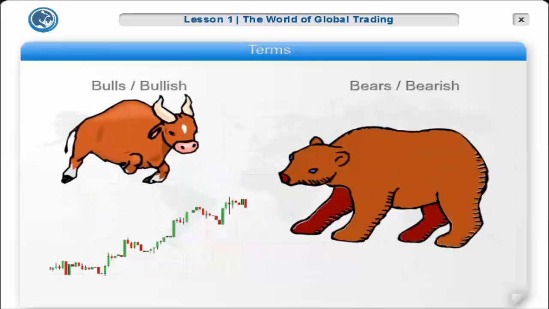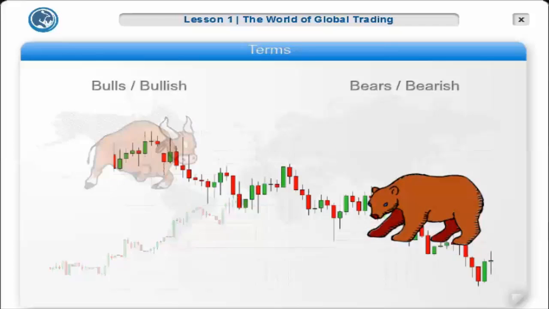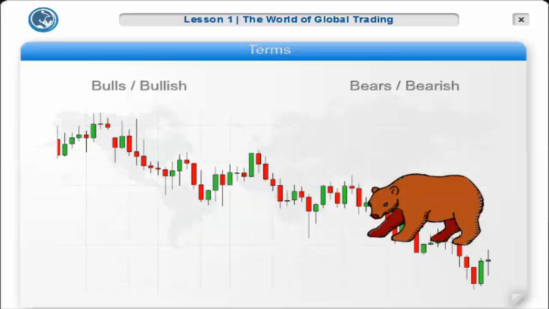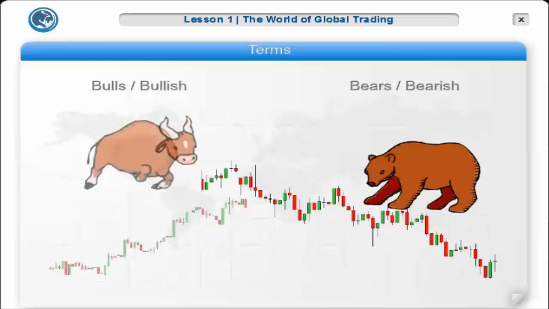The term bears comes from the swipe motion made by bears, which goes from top to bottom, meaning that the bear indicates a downward movement in the price. Therefore, a bearish trend indicates a downtrend. A bearish candlestick is a candlestick that indicates a lowering of price.